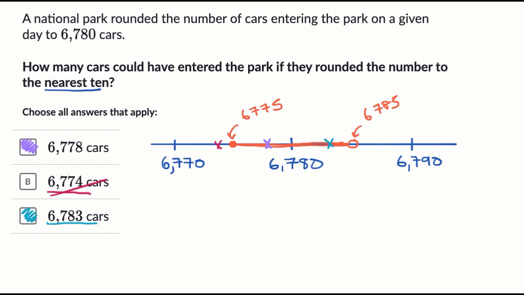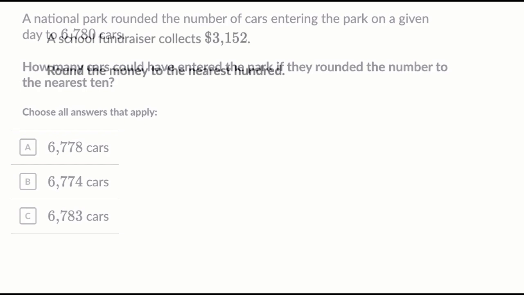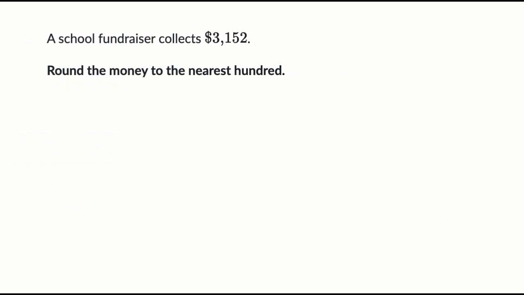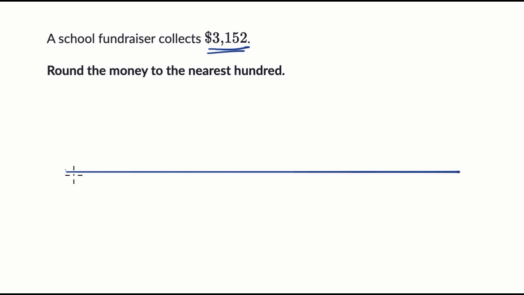Let's do another example problem involving rounding. So this one tells us that a school fundraiser collects $3,152. Round the money to the nearest 100. So again, pause the video and try to work this out. Well, the way I'm going to do it is I'm going to set up a number line again.